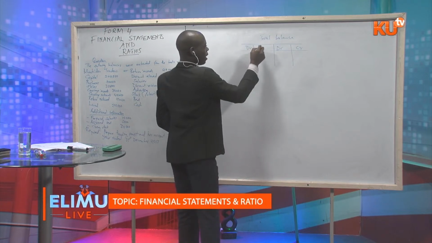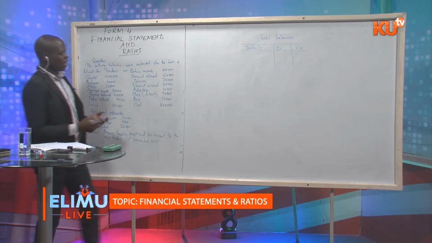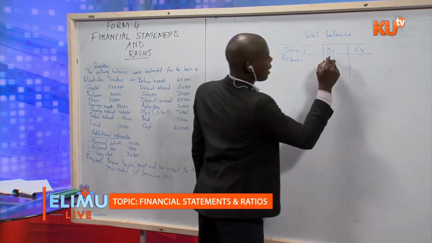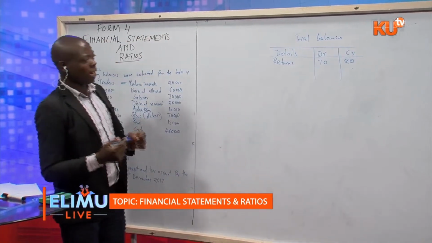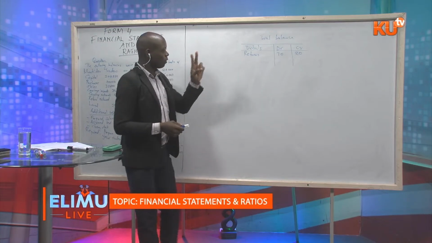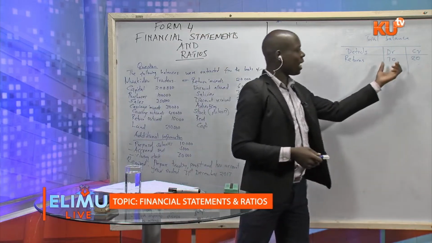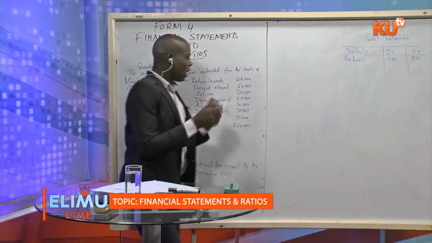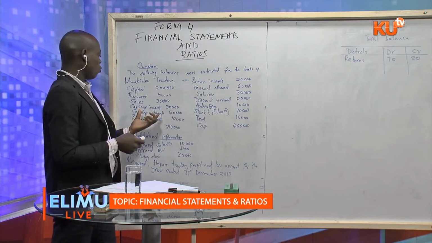So if we are given a trial balance, I want to use an illustration of returns. And then we write returns. And then the figure written here is 70, and then we have here 20. Then you'll have to understand what these returns are, because we have two returns: returns inwards and returns outwards. So which return has a debit balance and which return has a credit balance? That will help you to identify what is the return inwards and what is the return outwards.